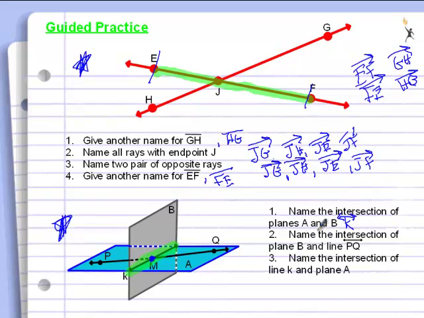Now let's look at another question. Name the intersection of plane B with line PQ. We're talking about this plane, and we're talking about this line, and where those 2 intersect. Can you see where they intersect? I hope you see that they intersect at this point, at point M.